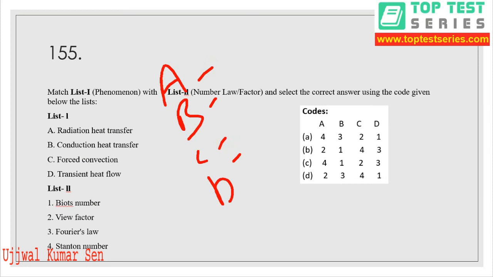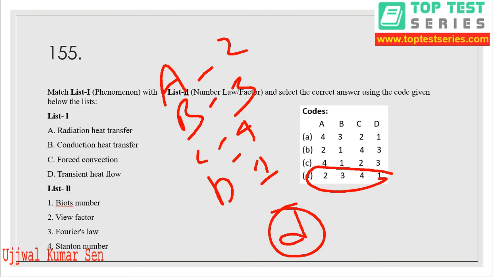What do we have? Radiation heat transfer: view factor. Conduction heat transfer: Fourier's law. And forced convection: Reynolds number. Tangent heat flow is 1: Biot number. In general, whenever we study about these things, we study about this. So option D is the correct answer for this question.